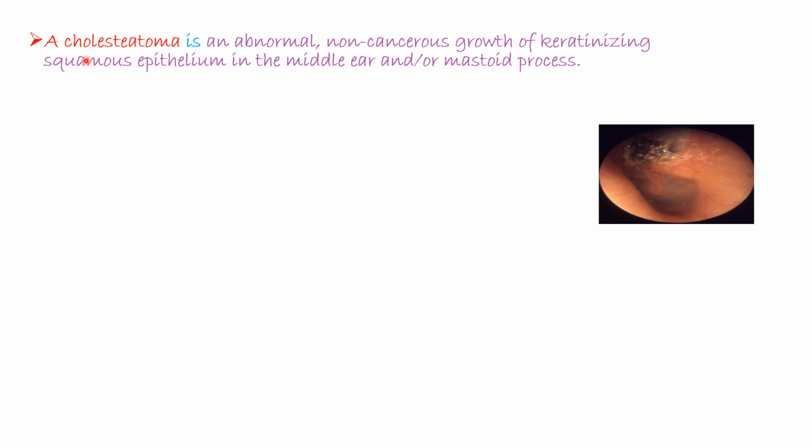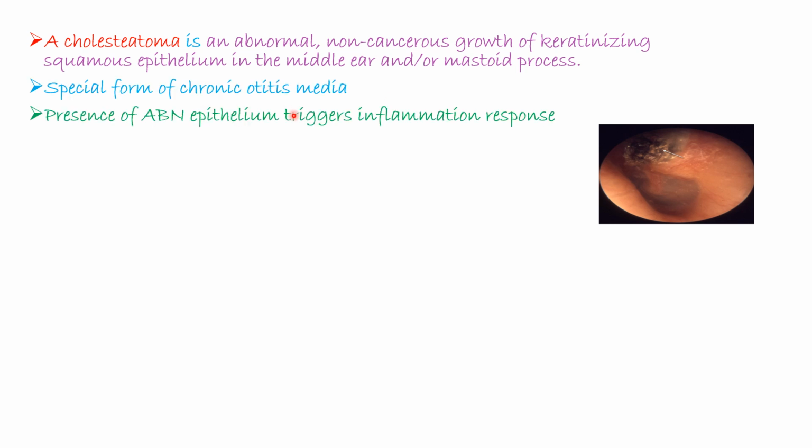So cholesteatoma is an abnormal non-cancerous growth of keratinizing squamous epithelium in the middle ear and/or mastoid process. It's a special form of chronic otitis media. As I've mentioned, you have the presence of abnormal epithelia in the middle ear or the mastoid, and this abnormal epithelium usually triggers an inflammatory response.